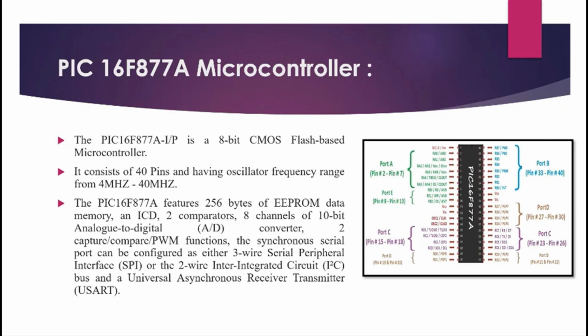The PIC16F877A features 256 bytes of EEPROM data memory and ICD, two comparators, 8 channels of 10-bit analog to digital converter, and PWM functions. Synchronous serial ports can be configured as either three-wire serial peripherals. Here is the block diagram, the function diagram of the processor. Here we can see ports A, B, E, D, and C.